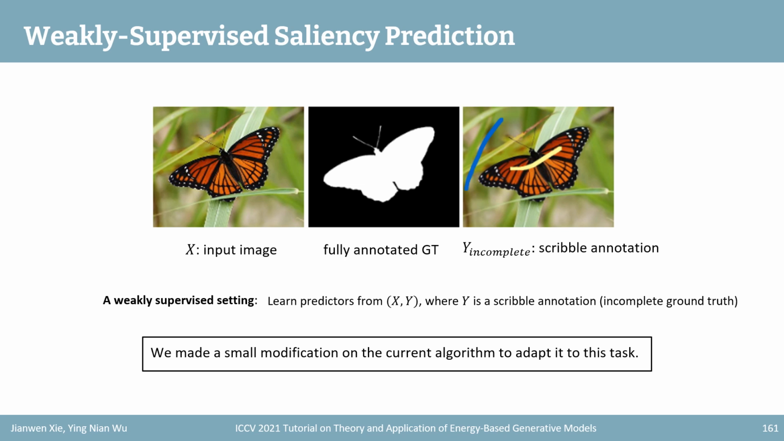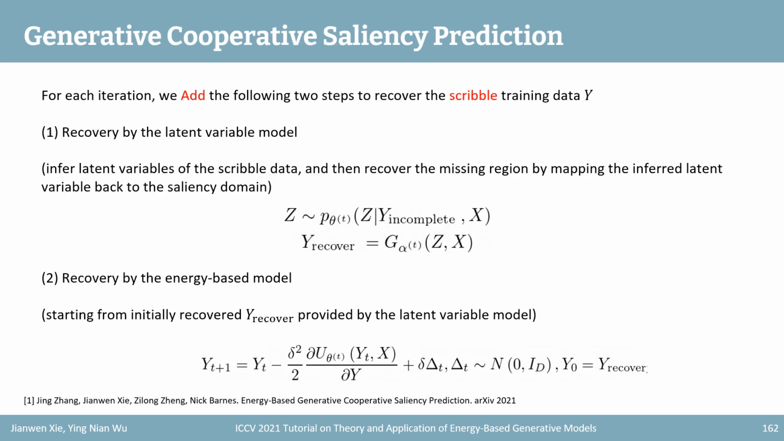The cooperative saliency prediction framework can be learned from a partially observed training dataset, where only partial pixel-wise annotation is available, for example, scribble annotations. This is a weakly supervised saliency prediction setting. The previous algorithm can be easily adapted to this scenario. For each iteration, we only need to add two steps for recovering the scribble annotation y. One is a recovery step by the latent variable model.